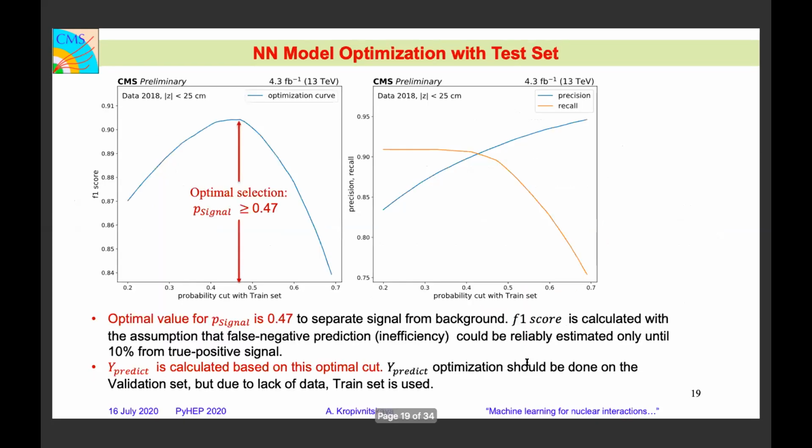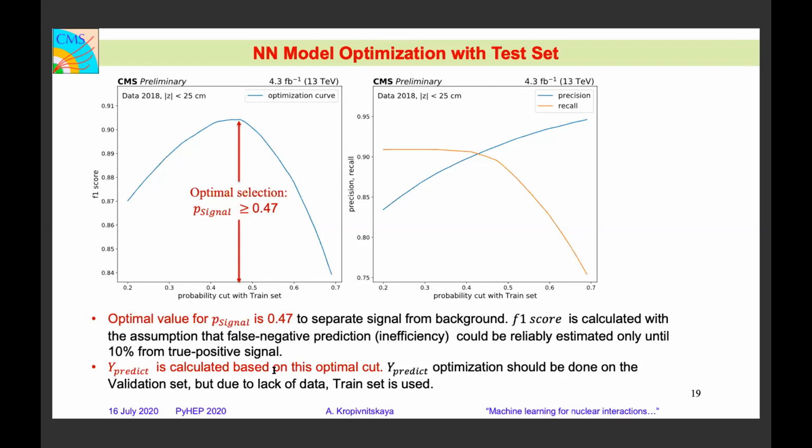So now we go to the next slide, and here we can see what our optimization with this F1 score looks like. The optimal cut appeared to be P signal equal to 0.47. So this cut was used for the model's prediction of signal or background.